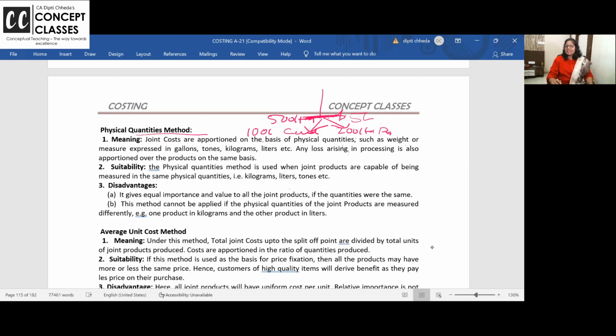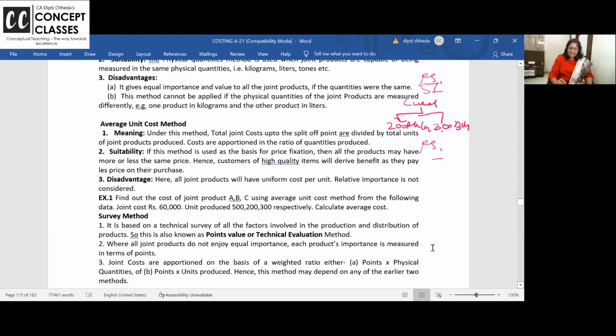Where it is easy to identify that when I'm putting in curd and processing it, I'm getting 200 packets of lassi and 300 packets of buttermilk. So in a 2:3 ratio, we can divide this 5 lakh rupees of joint cost. That is the physical quantity method. Second is average unit cost.